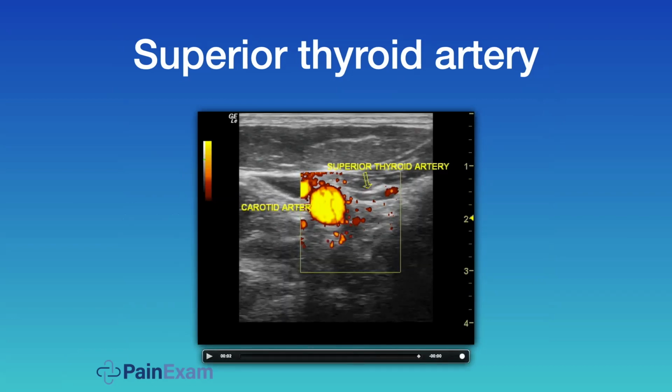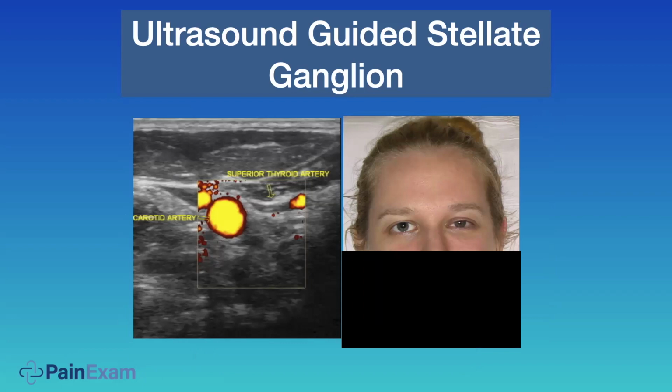Okay, Doppler is your friend. You can always check Doppler to see if you're near a blood vessel. Here is a picture of Horner syndrome on one of my former patients: ptosis, miosis, anhidrosis. I mean, this is really significant Horner's right here.